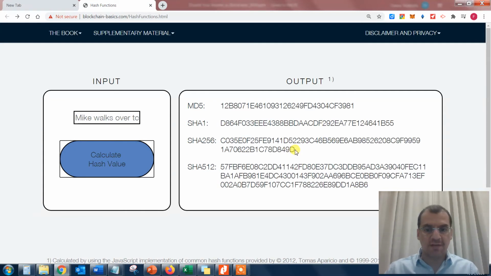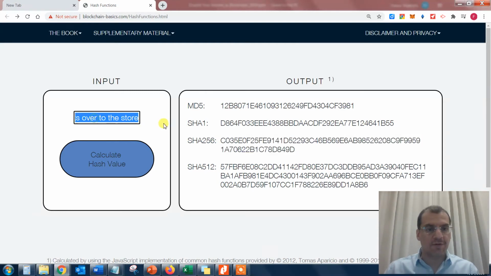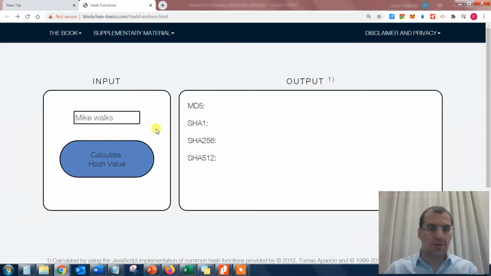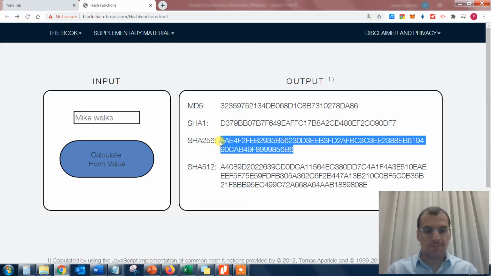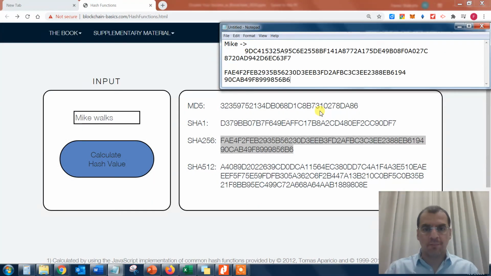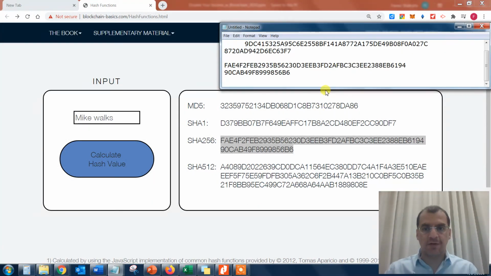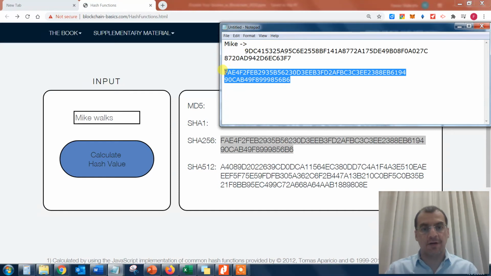I will still get the same fixed length message, but it will not be the same output. So if I put, for example, "Mike walks", I calculate, and here's what I get, which is different than the previous output message, 9DC, FAE, and whatever, but it's the same number of characters.